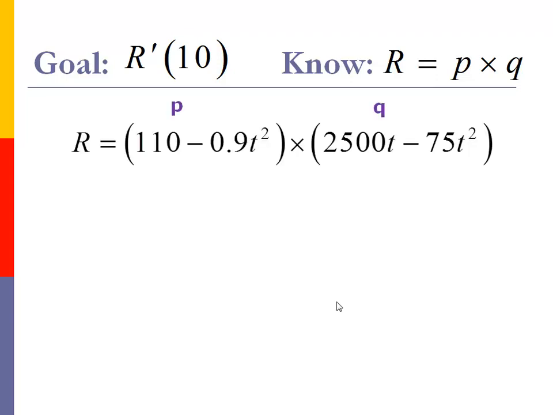So I got my formula for P, my formula for Q, and my goal up here is to come up with R prime 10. I have a formula for R, so I want to find its derivative. Well, I'm looking at two things multiplying. So to find the derivative of two things multiplied, I do the product rule. And so that's what I'll be looking at.